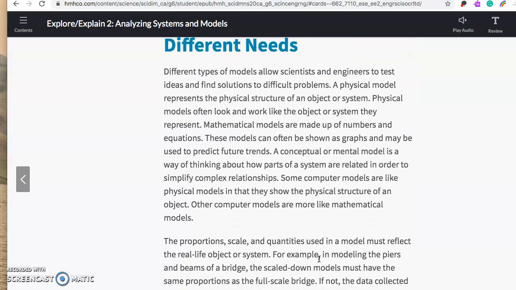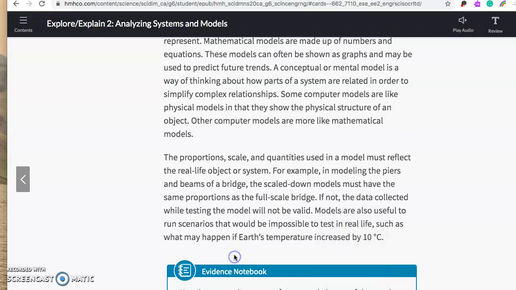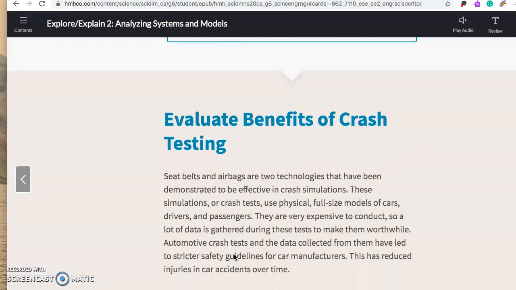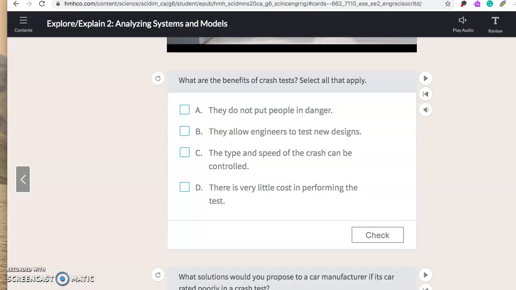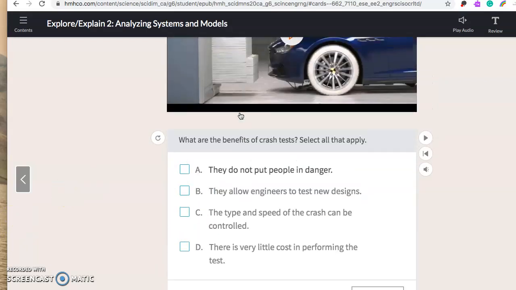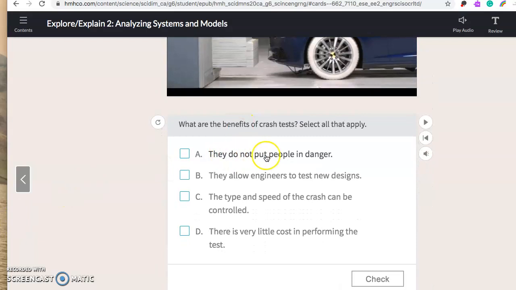Okay. Different models meet different needs. There's bridges, mosquito nets, seat belts, airbags. It's going to go over the benefits of testing and why you would test materials for automotive crashes. If you watch the crash testing video, make sure you watch it. And it's asking what the benefits of doing these crash tests on cars are, right? They don't put people in danger. That's true because they use dummies.